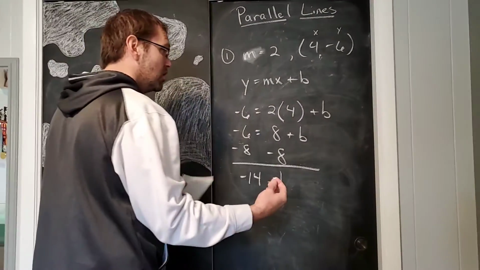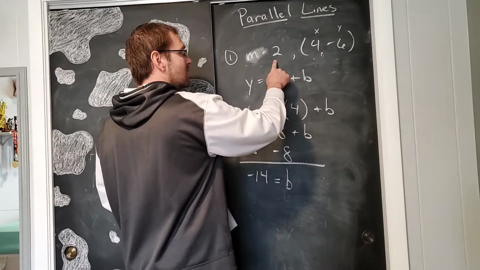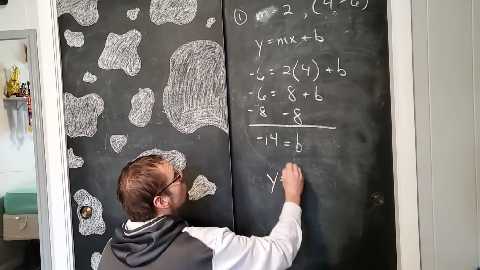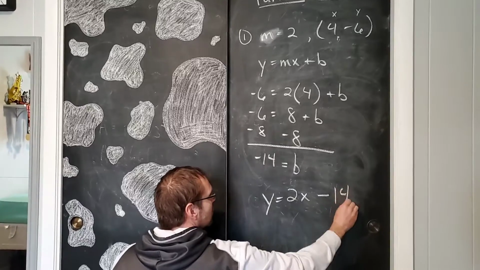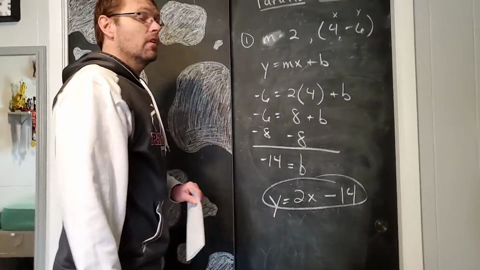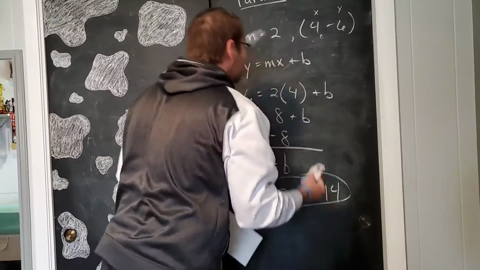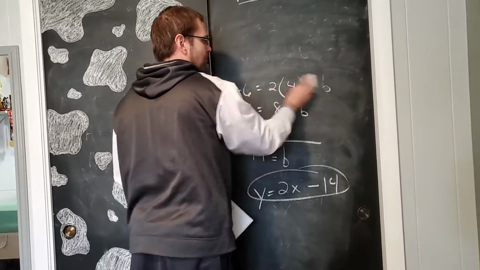So my equation for this particular problem that's parallel to this and goes through that is this. Y equals 2x minus 14. Okay, and this would be my answer. Okay, slope-intercept form. All right, the only other type of problem we're going to do is this. And it's actually the same type of problem. It's just asked a little bit differently.